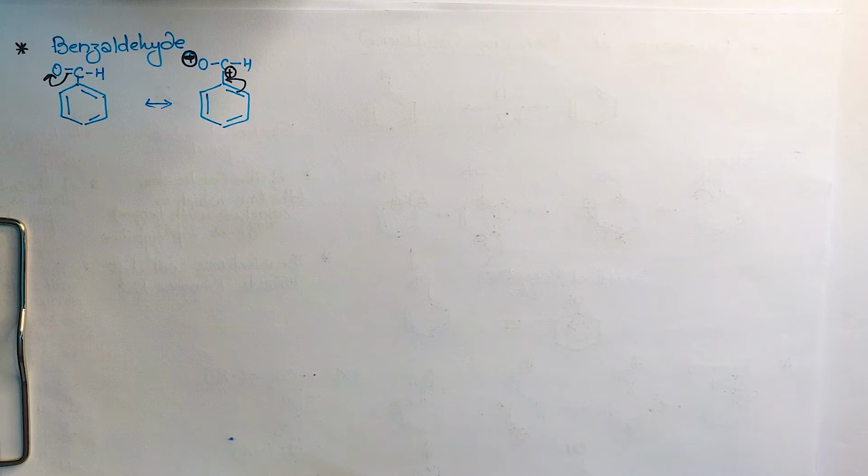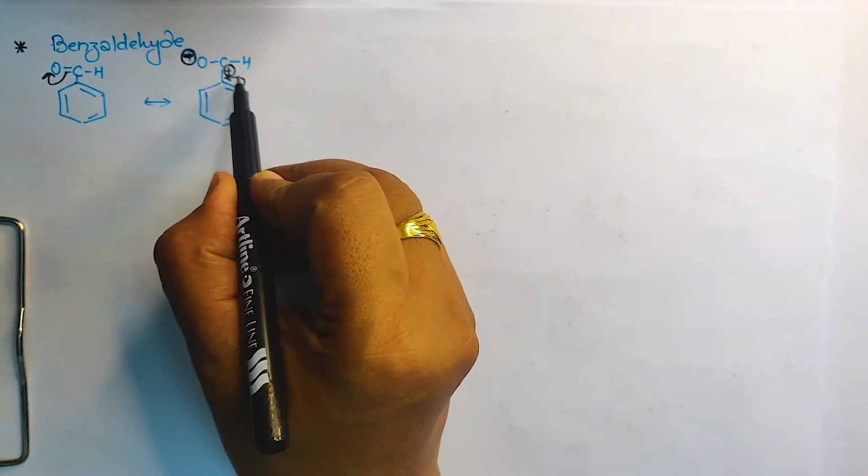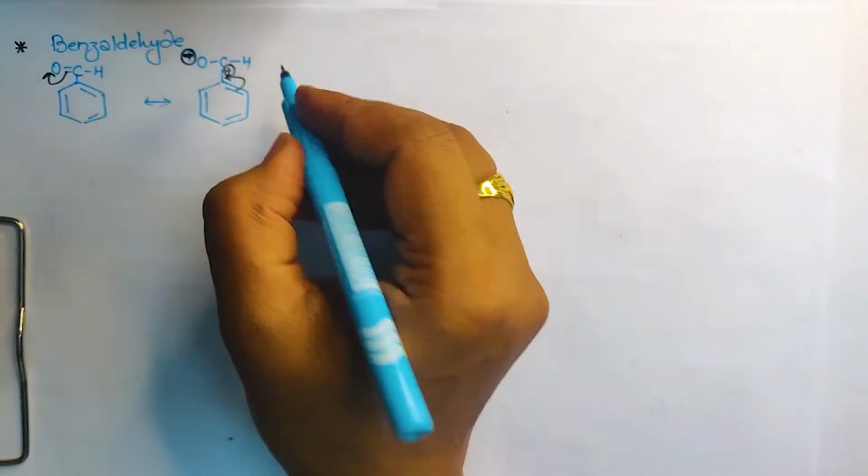It is a very good friend of this. So it says, don't worry, I am there. I will complete your octet. Okay. So that's why the bond will shift over here. What next result? Draw the result for this.